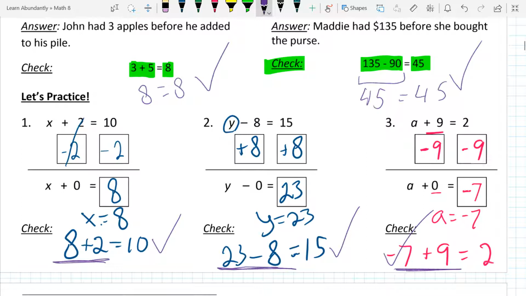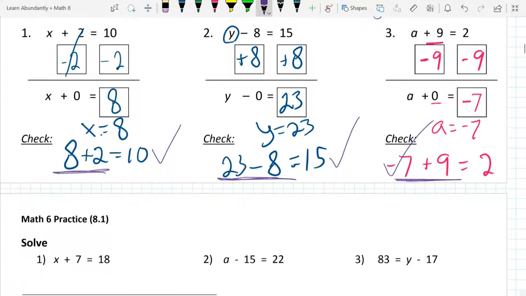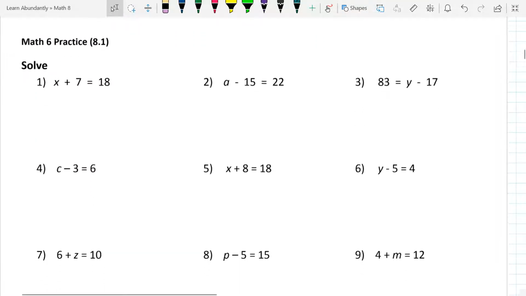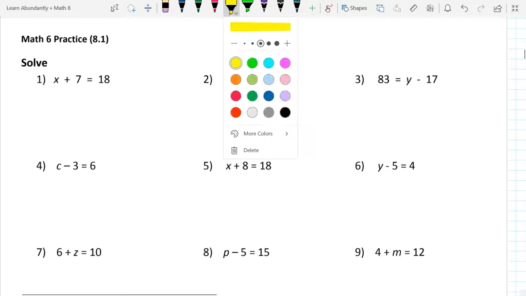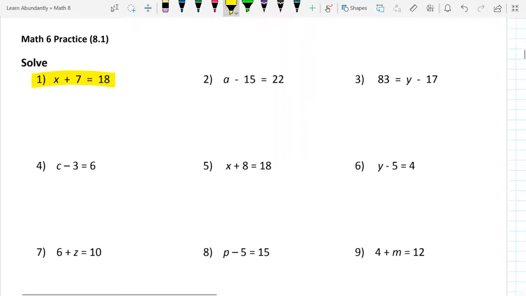A couple key things, I got to do it to both sides. And then my goal is to get the variable, the letter, all by itself. I have a bunch of practice here that you could do. If you want more practice for this, I think you should just pause the video here and try to do a few of these. If I were you, I would do number 1, number 2, number 3, and number 4. If you do those 4 and you get all 4 of them right, then you should be golden.